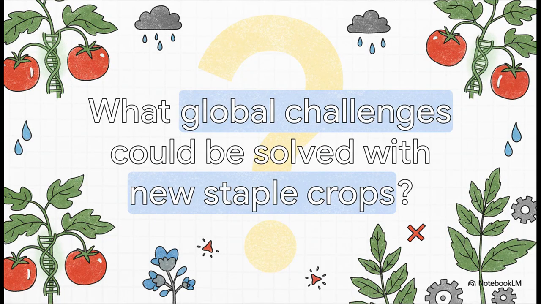And that leads us to one final thought-provoking question for you. Now that you've got the vocabulary, think about this. What other global challenges, besides just food security, could we possibly solve by turning obscure plants into new staple crops? It's a pretty fascinating thing to consider.